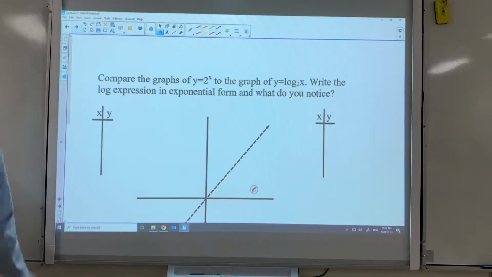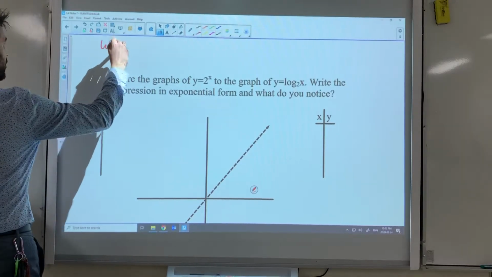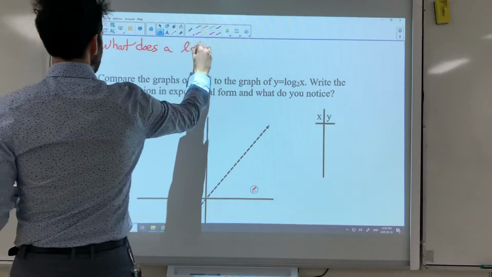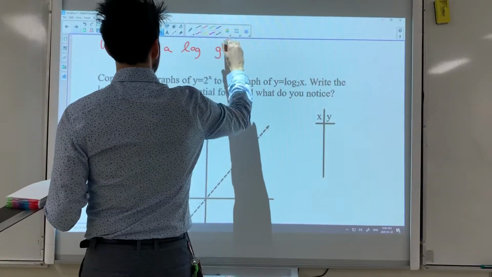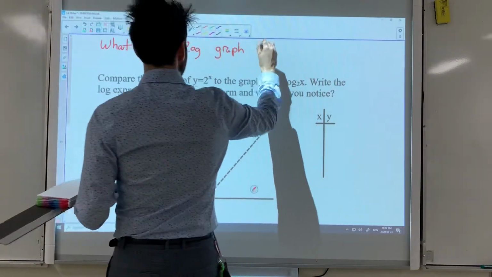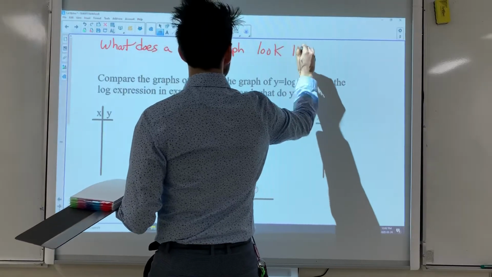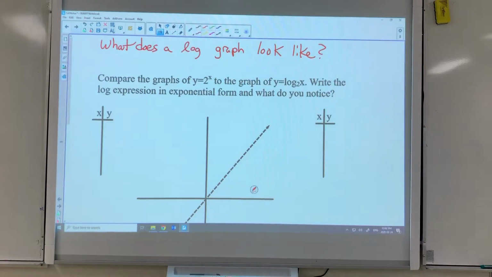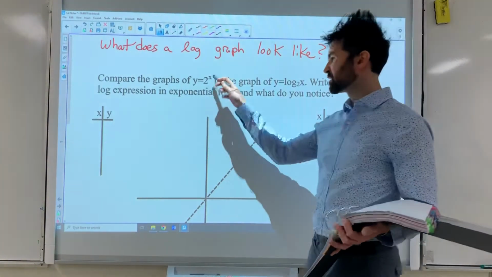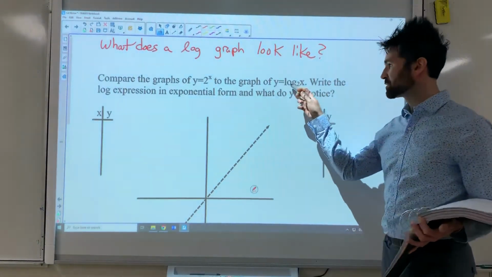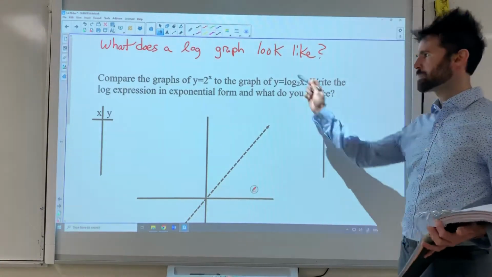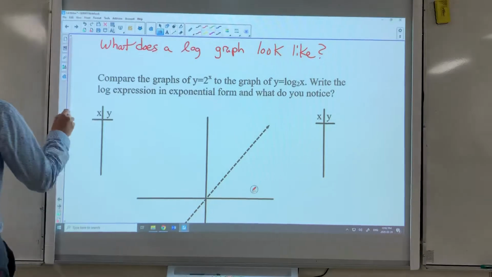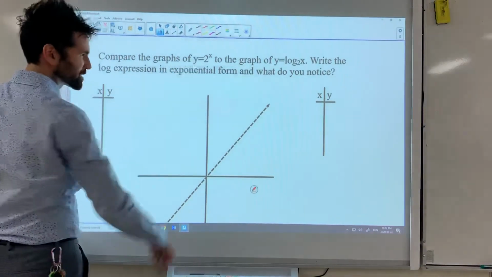All right, now we get to what does a log graph look like? We knew this day was coming. So what does a log graph look like? Well, let's compare the graph of y equals 2 to the x to the graph of y equals log in base 2 of x. Somehow I'm telling you these two things are related. So let's see. There's a reason we started with these exponential graphs.